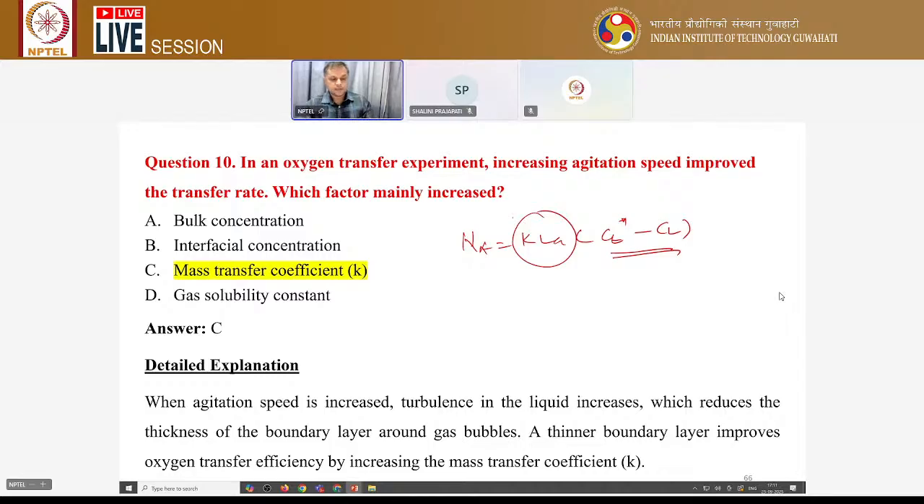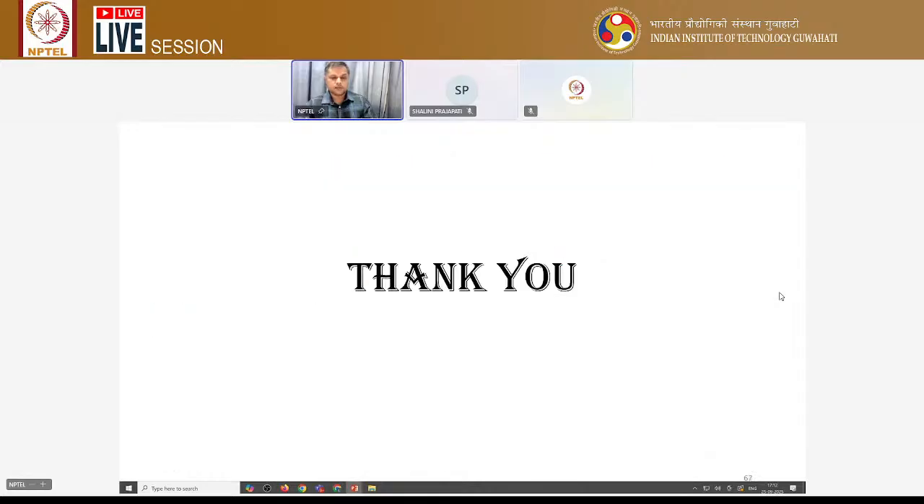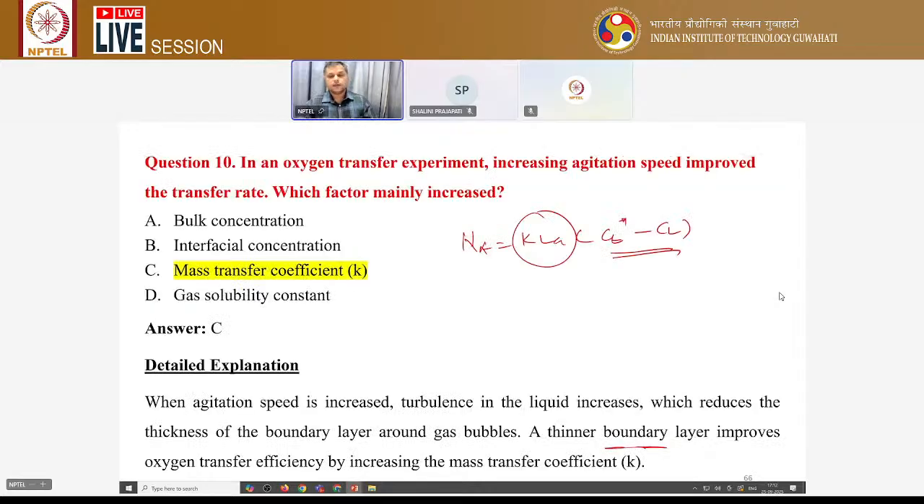In fact, what we have discussed is that the mass transfer coefficient K depends not only on the agitation speed, it is regulated by the hydrodynamic property of the flow. In fact, there is a correlation between the hydrodynamic parameters and K. And K comes in the term of the Sherwood number.